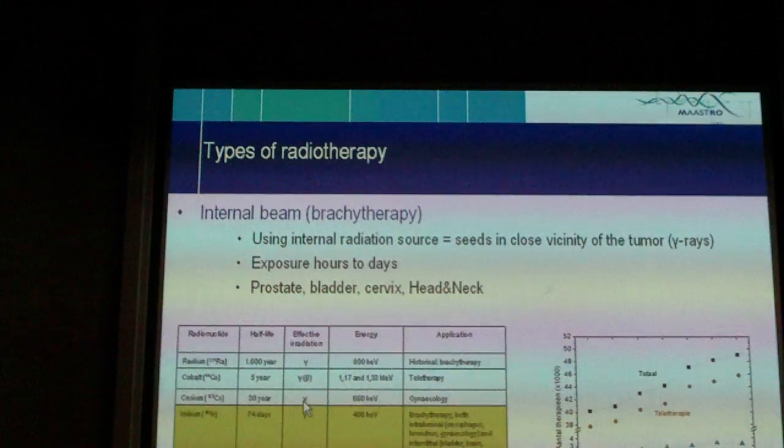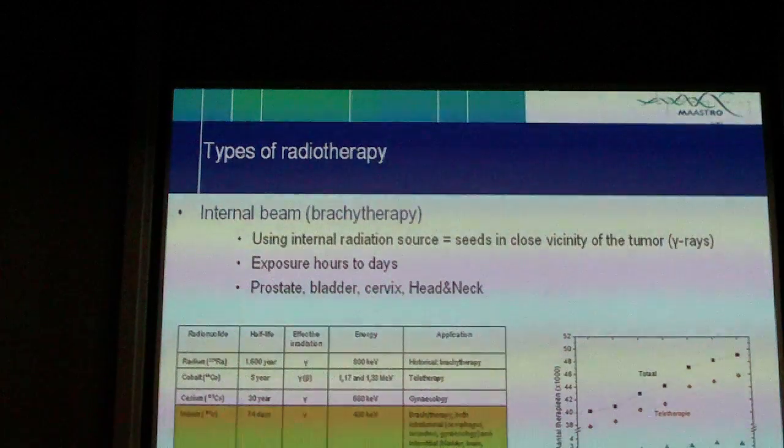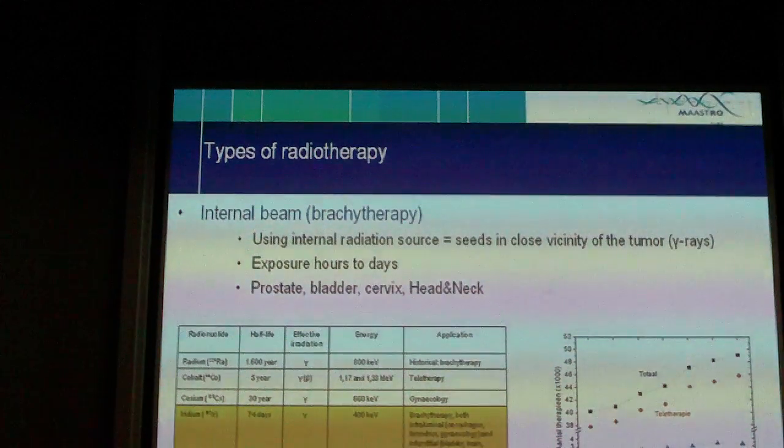But if you implant cesium seeds in a prostate, that means that every 30 years, the radioisotope is halved in intensity. So this patient walks around radioactive for the rest of his life. So we don't want that. Not for the patient itself, because we want to get the tumor cured, but for the surroundings. So if it's a young patient and he has a wife and kids, you don't want to expose his kids to the radiation that comes outside of his body. So that's why we mainly use this short half-life radioisotope, so 60 to 70 days.